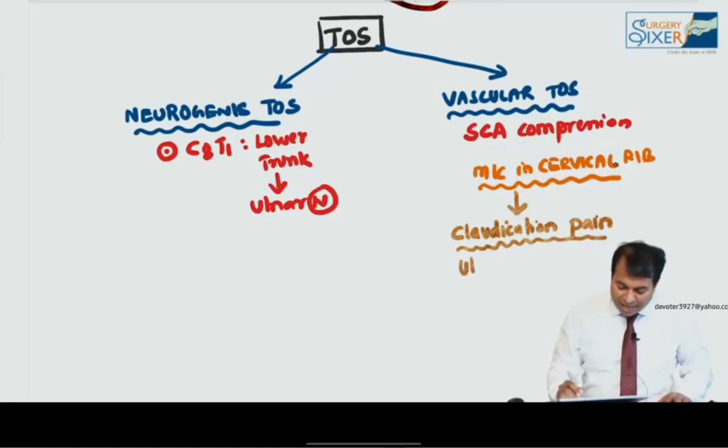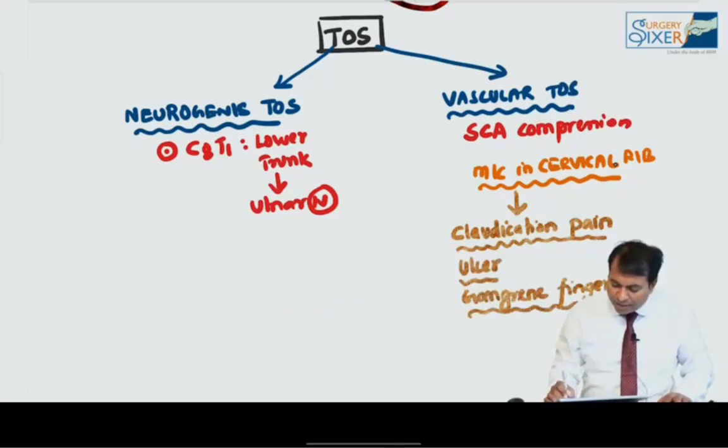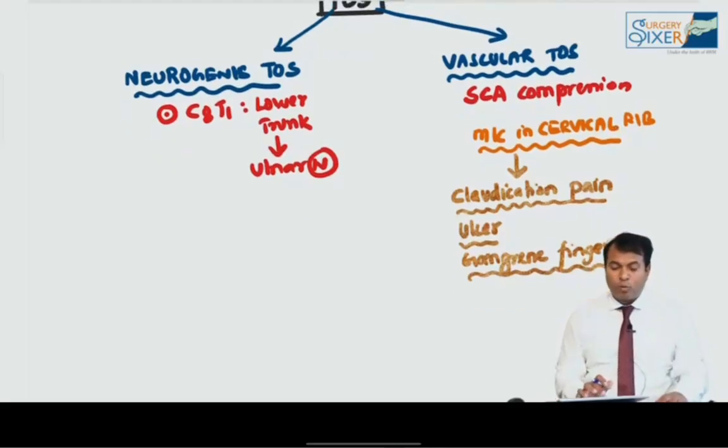In fact, in many patients you can see an ulcer in the hand, or even gangrene in the fingers. Ulcer, claudication pain and gangrene in fingers are also seen in many patients. So this is classical vascular thoracic outlet syndrome, due to compression of the subclavian artery.